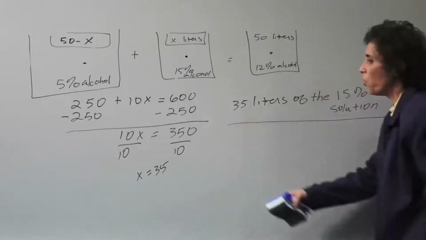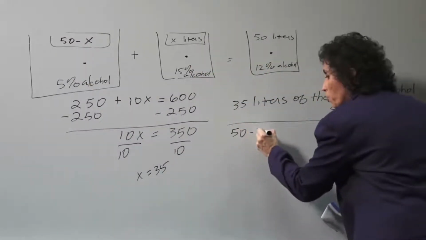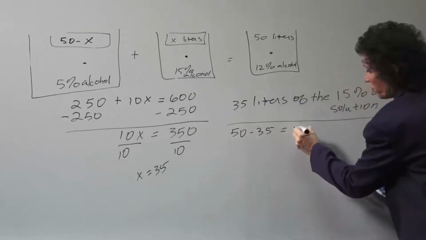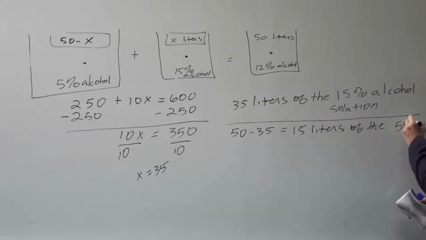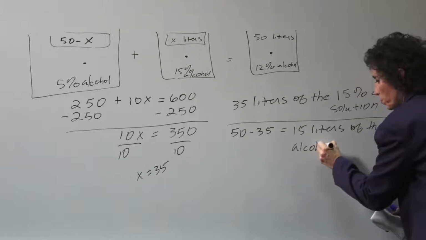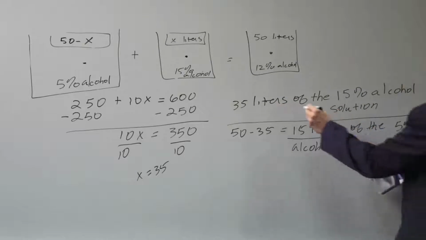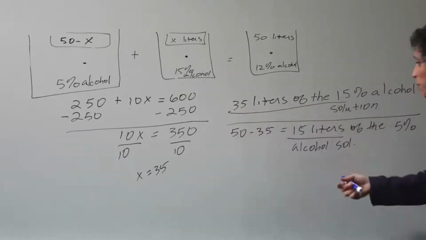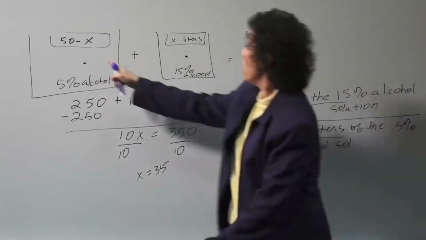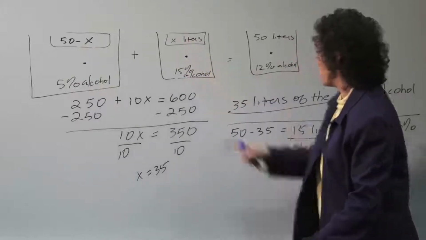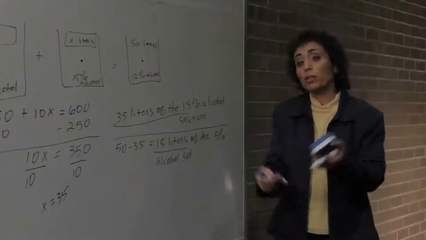That's part of the answer. The other part is, for the 5%, it's 50 minus X, which is 50 minus 35, or 15 liters of the 5% alcohol solution. So that's my answer. 15 liters of the 5% and 35 liters of the 15%. And if you think about it, I can check that by multiplying. What was this one? 5% was 15. 15 times this, and 35 times this. And notice 15 plus 35, yes, 50. And that's how you solve that problem. Pretty cool. And I didn't even die.